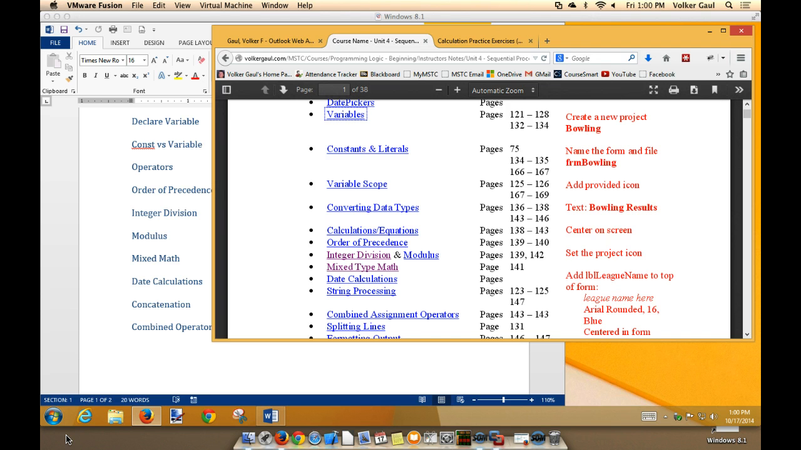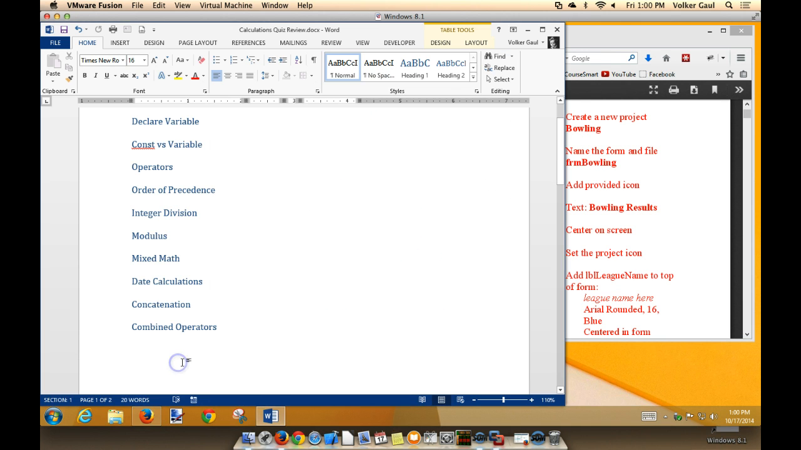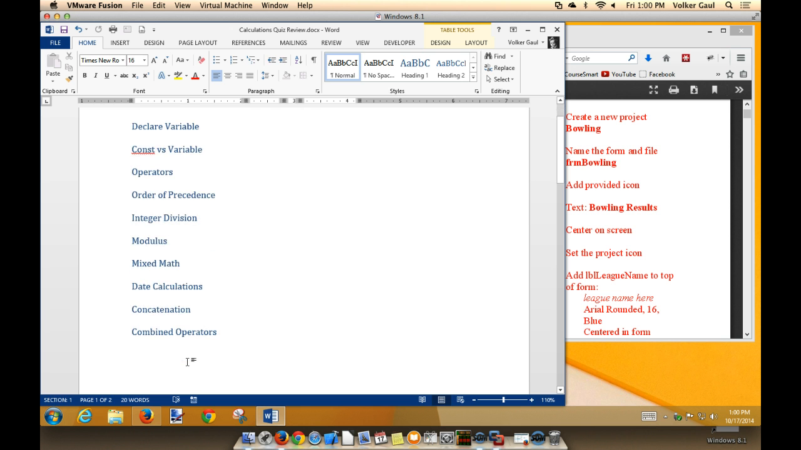But before I start that, what I want to do real quick is just talk to you. I looked over the quiz and I looked over the worksheet that you just got done working on, or still finishing your updates on. And I looked to see what topics were in there, and this is what I found. You have to know how to declare a variable. You should know the difference between a constant and a variable. You should know what the operators are. You should understand the order of precedence. You should know the downfalls of integer division.